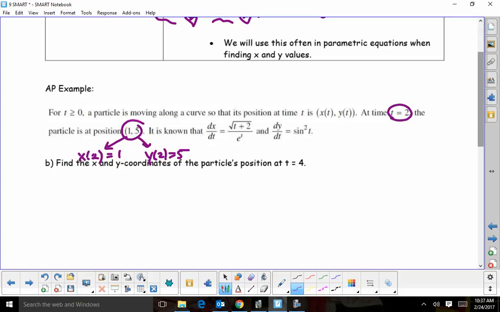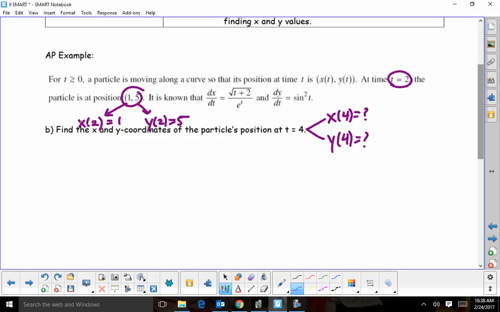So they're saying what's happening at time 4. So what's x of 4 and what's y of 4? That's what they're asking for in parametric. So we're going to set up our fundamental theorem of calculus twice. We're going to do it for the x's, then we're going to do it for the y's. So I'm going to do the x's with you.